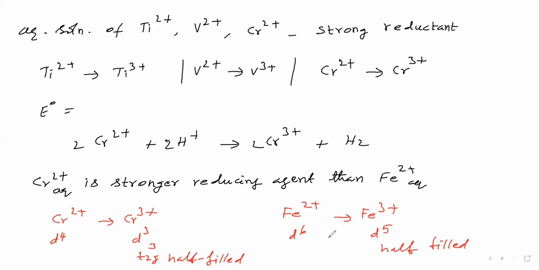Therefore, we can say, and we will see regarding this crystal field stabilization energy. We will see in Cr3 plus, t2g3 we are saying. Why? Because d3. Here we will say t2g3, we can write like this.